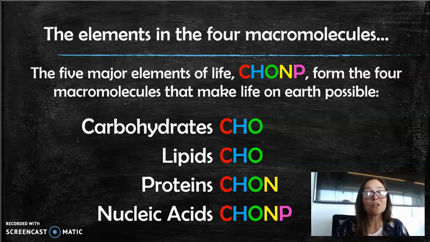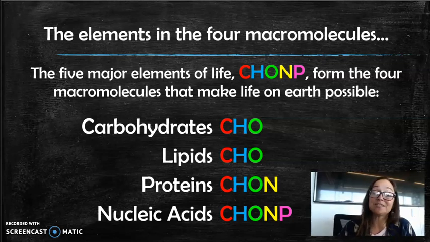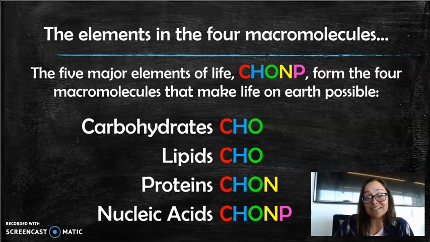So when we look at all life on Earth, the 4 macromolecules are built from carbon dioxide and water by plants. And then the plants, in order to build proteins and nucleic acids, can take nitrogen and phosphorus up from the soil as nutrients to build our proteins and nucleic acids.